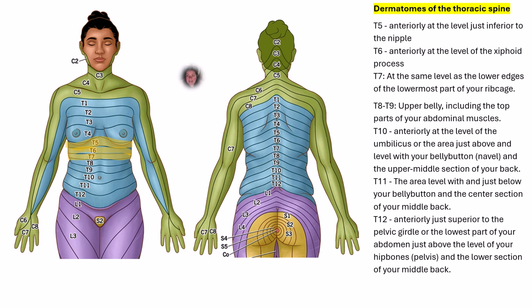T8 and T9 innervate the upper belly area, including the top parts of your abdominal muscles. But again, we're not doing the muscles. We're talking about dermatomes here. We're talking about skin innervation. T10 is anterior at the level of the umbilicus, or the area just above and level with your belly button, otherwise known as your navel.